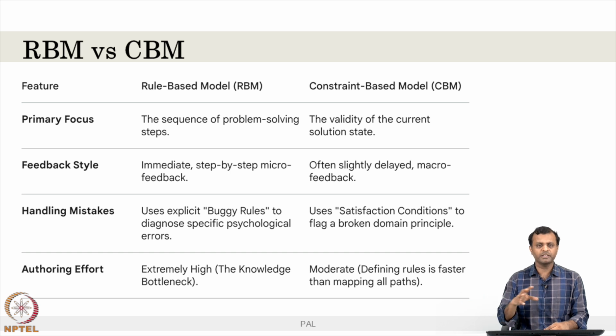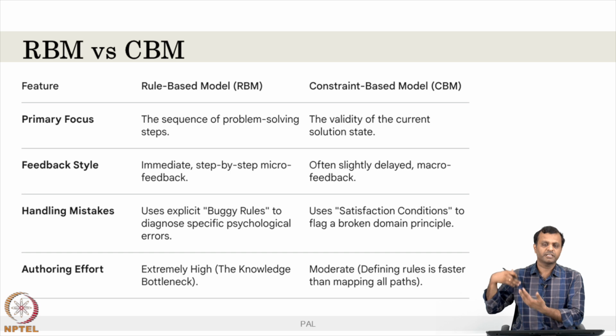Whereas in the constraint-based model, the feedback is at the end. We are not checking each step; we are giving feedback at the macro level instead of the micro level. In rule-based models, there are explicit buggy rules, written with experts or with a lot of research, to find all the possible mistakes a student can make, and you give feedback on the particular mistake. The constraint-based model can also have such rules, but it works on satisfaction conditions instead of buggy rules. If a satisfaction condition is not met, it can give feedback.